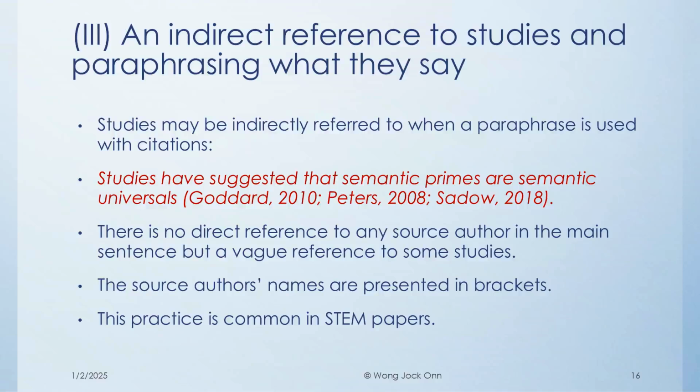Example: studies have suggested that semantic primes are semantic universals. There is no direct reference to any source author in the main sentence, but a vague reference to some studies. Using the APA style, the source author's names are presented in brackets. This practice is common in STEM papers.